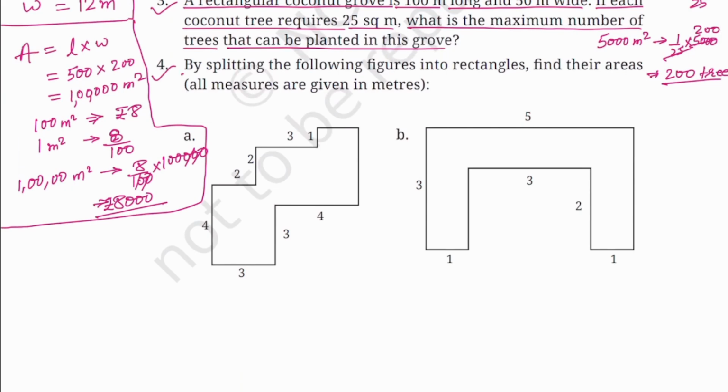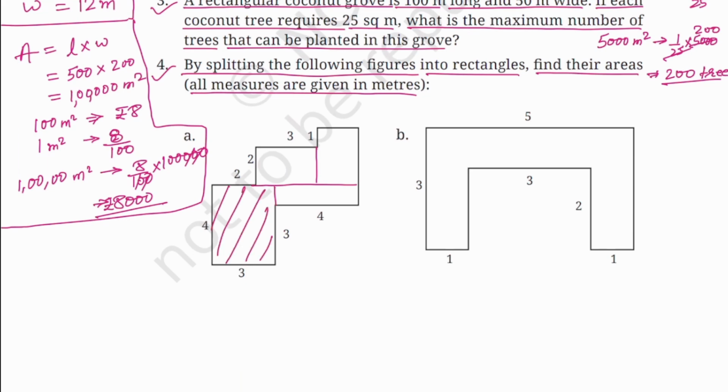4. By splitting the following figures into rectangles, find their areas. All measures are given in meters. You can split the given figure into rectangles and find the area. This rectangle will have area 4 into 3. This rectangle will have area 4 into 1.